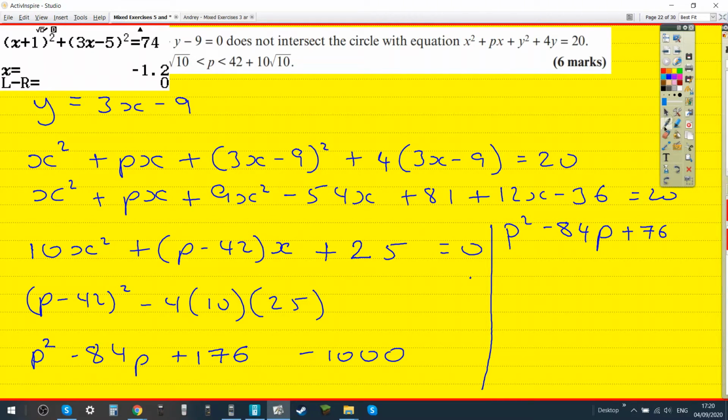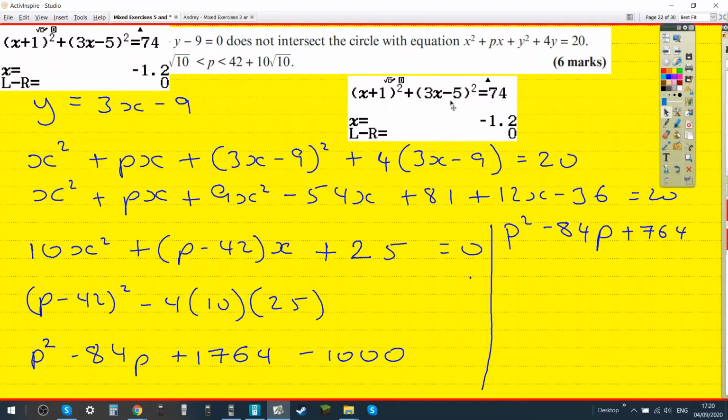Okay. I might have written it down wrong. Does that change it? Yeah, that makes it a lot better. So it's now 42 plus 10 root 10 and 42 minus 10 root 10. Okay.